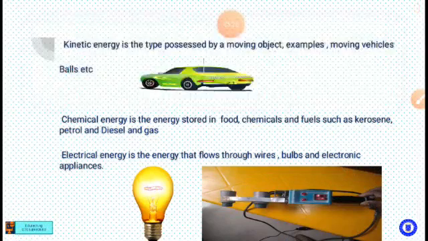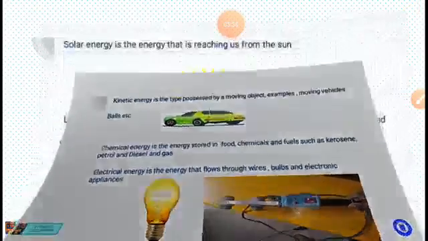The chargers we use for our phones, the chargers we use for our laptops, and it's also the energy that supplies electric to the television we use to watch movies and cartoons.